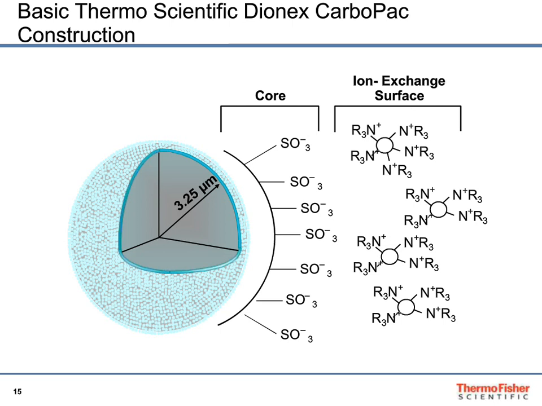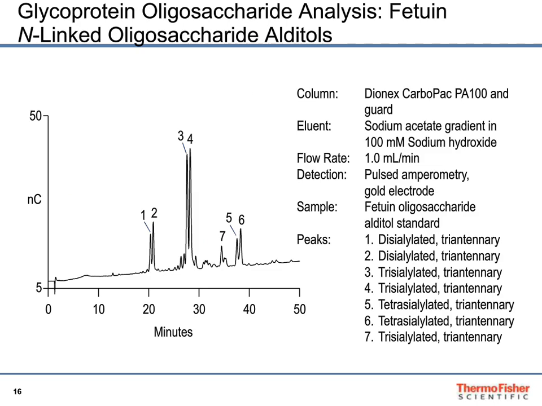So let's look at a separation. This is really our hallmark separation of glycoprotein oligosaccharide analysis. It's the very common glycoprotein bovine fetuin, and here we're looking at the N-linked, or asparagine-linked, oligosaccharides that have been released previously from the glycoprotein, and then reduced to make them oligosaccharide alditols. Here we're using the CarboPac PA100 column with its guard, and again, we're running an acetate gradient.